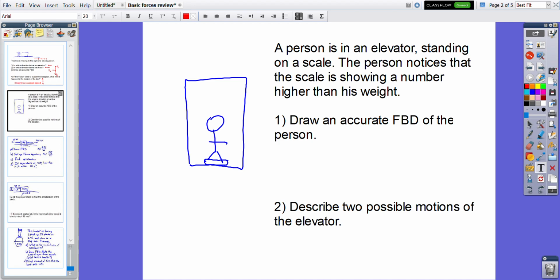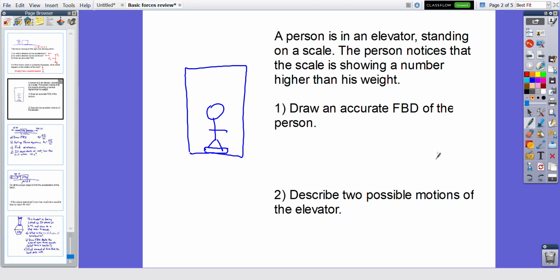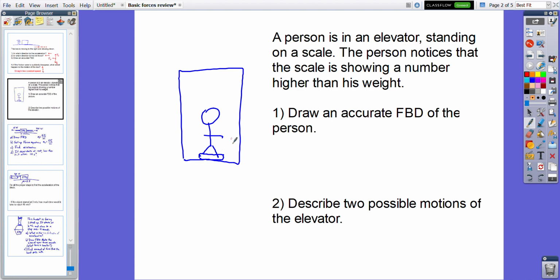Okay, person in the elevator standing on a scale. The person notices the scale is showing a number higher than its weight. All right, this one's a little bit tricky, but let's start with number 1. Draw an accurate FBD of the person. So once again, I'm going to put in the gravity arrow.